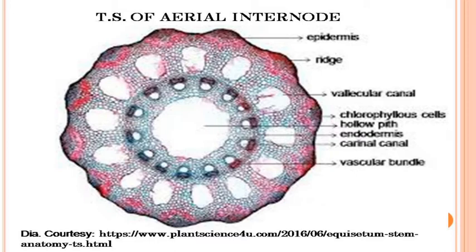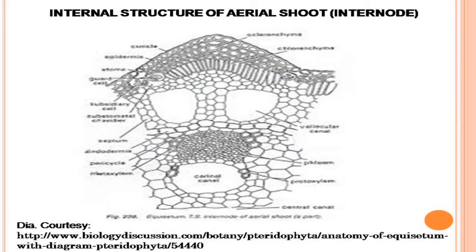As you can see in the diagram, the outer line is wavy with ridges and furrows, and the outer layer is the epidermis. Here you can see three clear canals, that is vallecular canal, carinal canal and a central hollow pith. Now we take the elaborate part of this transverse section.